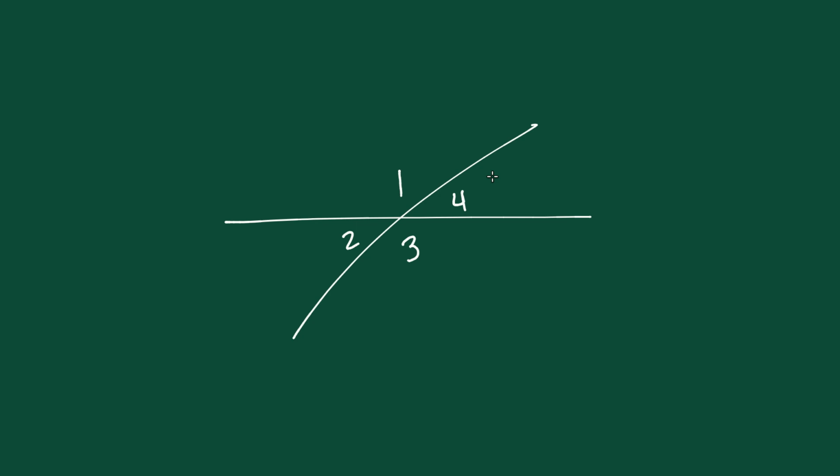So I'm going to draw the same figure. We had a line like this and a line like this. Angle 1, angle 2, angle 3, angle 4. Now, if we are told that angle 1 is 140 degrees, how can we figure out the measure of the other angles?